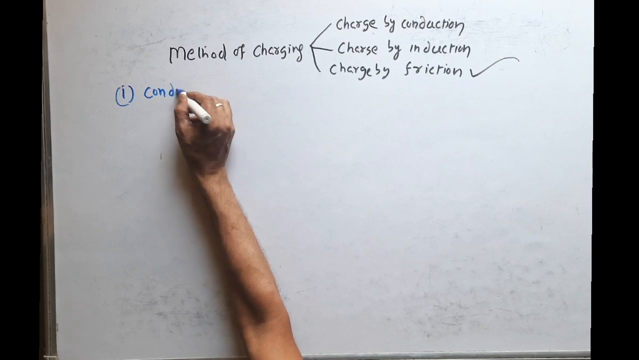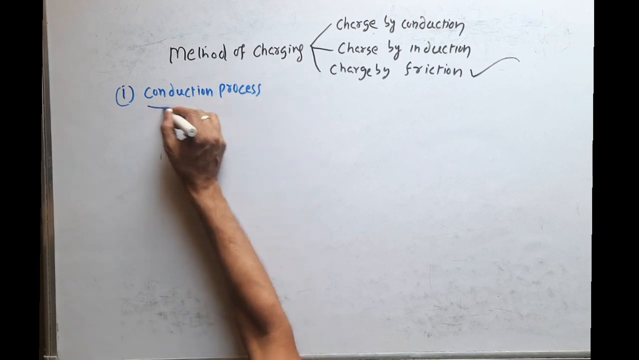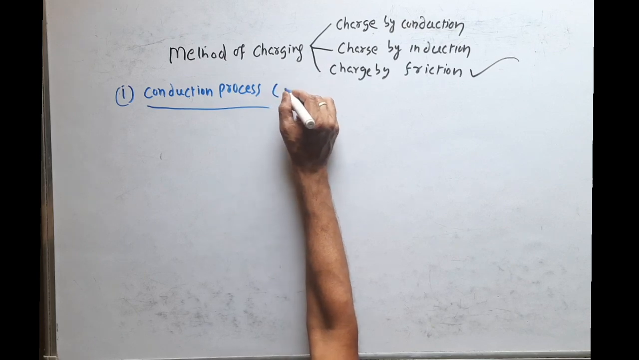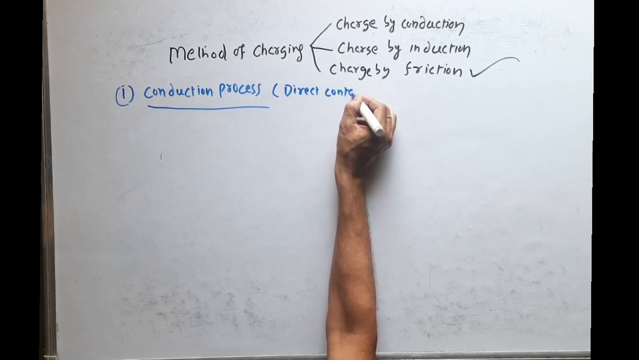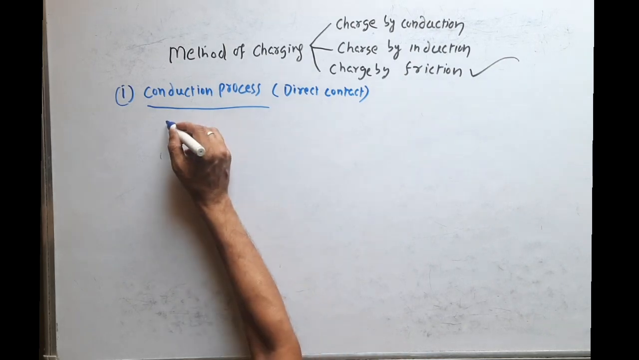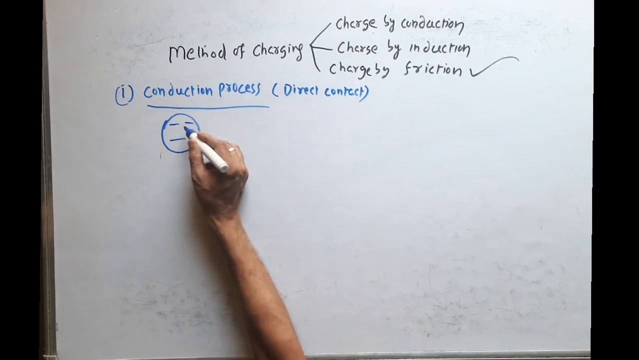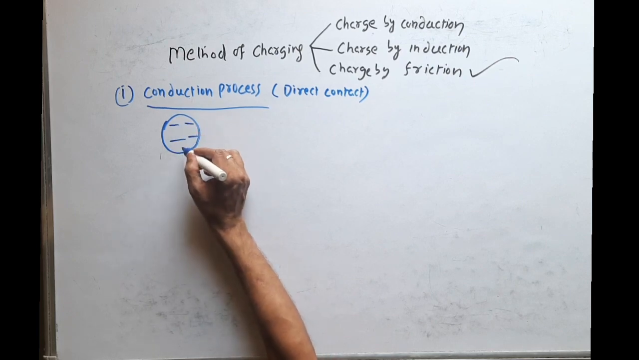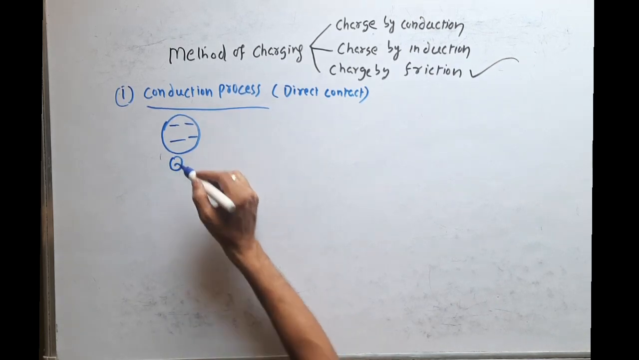So, the conduction process of charging, or charging by conduction. What will happen? Charging by conduction means there is direct contact between a charged body and an uncharged body. Okay, take an example. Suppose this is a charged body, and the charge is negative. Excess electrons create the negative charge. Let us say the charge of this body is Q. This Q is a negative charge.